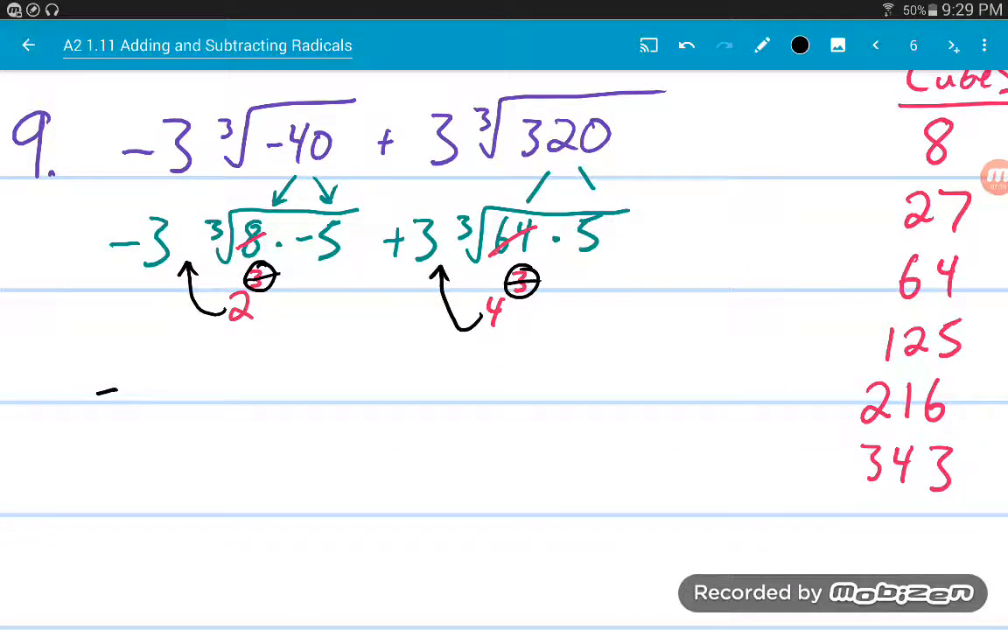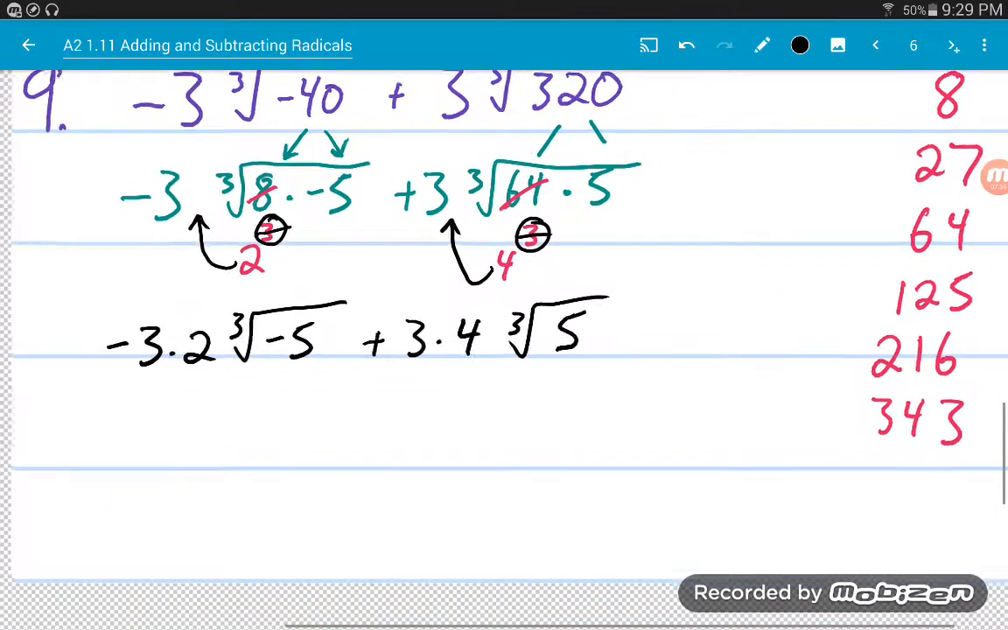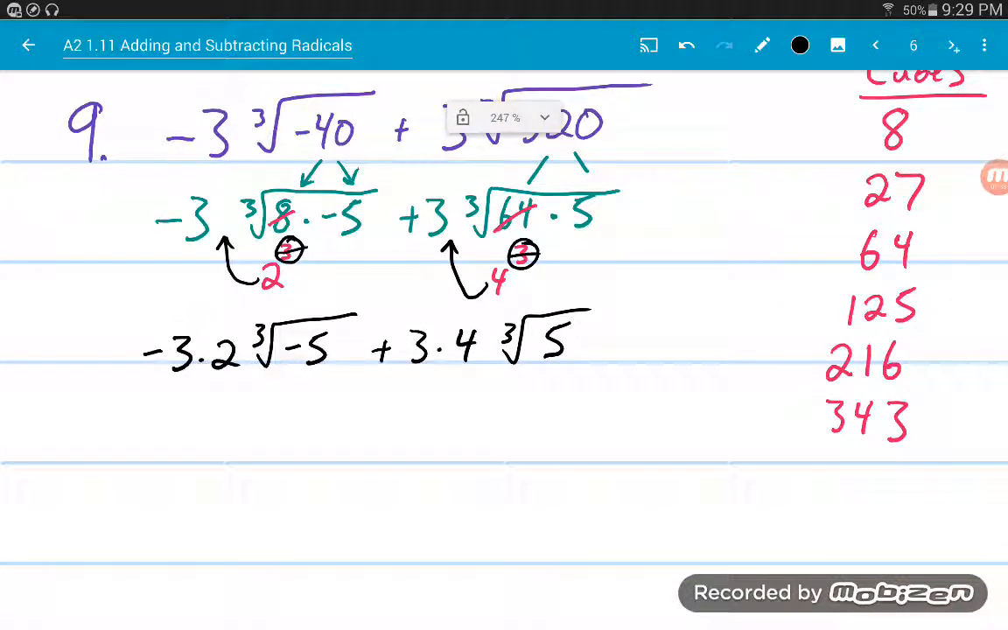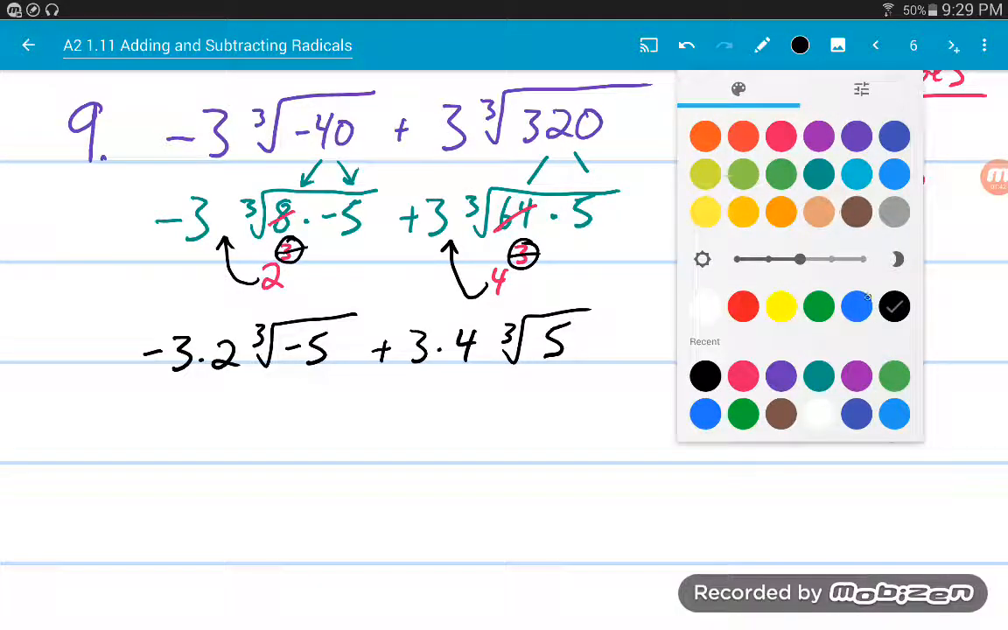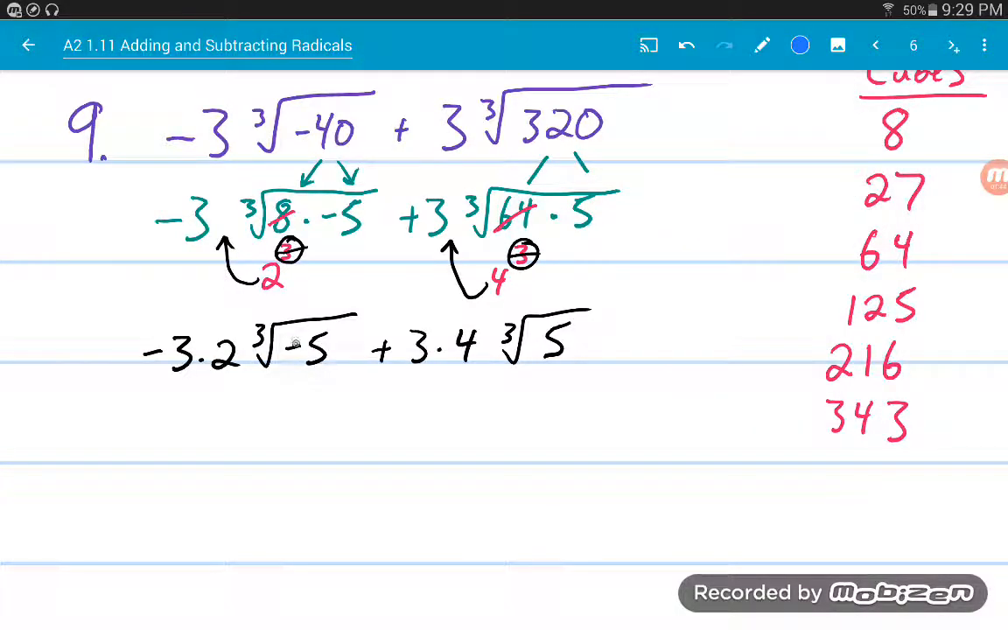So when I rewrite, I've got negative 3 times 2, cube root, with a negative 5 still stuck underneath, plus 3 times 4, cube root of 5. I'm going to multiply the coefficients in the front, but I've almost forgotten a step. Not really. I knew it was coming.